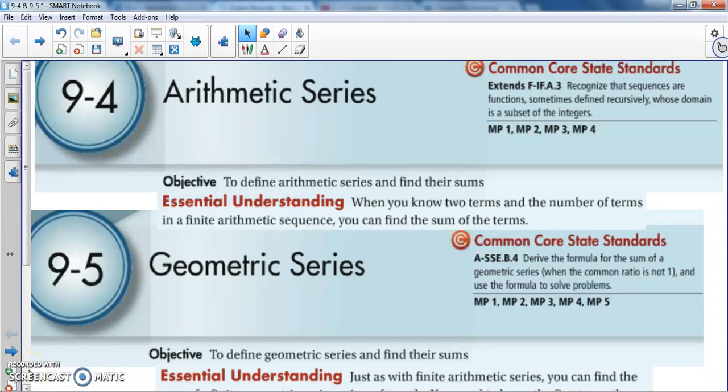Hey guys, today we're going to do 9-4 and 9-5, arithmetic and geometric series. So our objectives will be to define arithmetic and geometric series and find their sums.